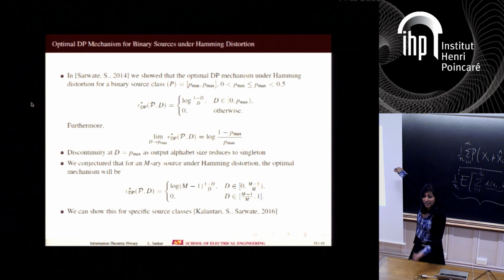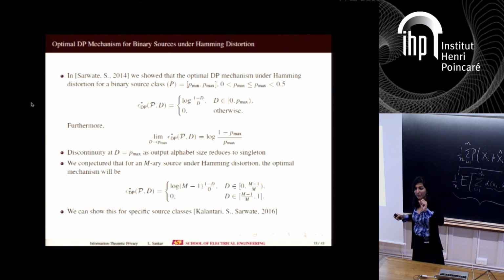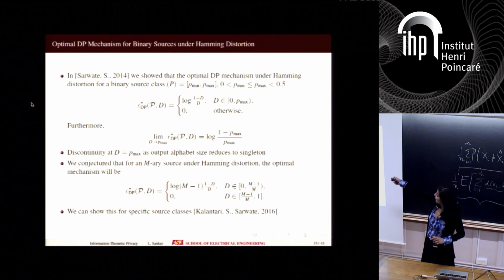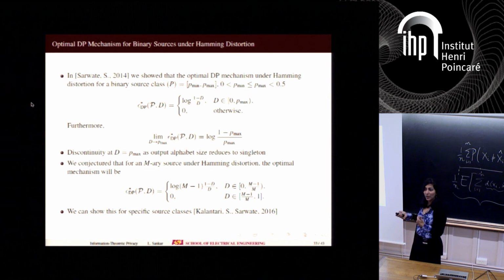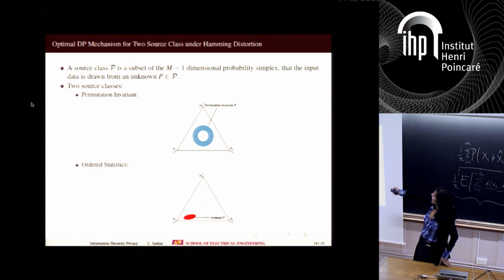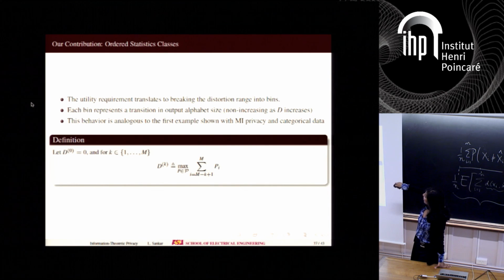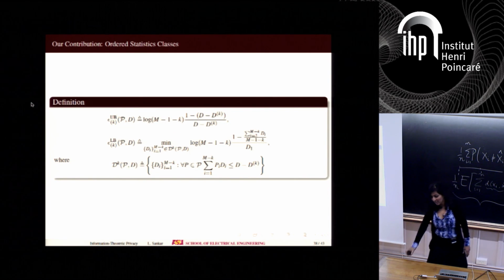Okay, I am going to go back for a moment. We did this with a binary case. We restricted the source class to be between some min and max, which is bounded from 0 and 0.5. What we showed here is that there is a discontinuity in your epsilon DP at the maximal probability of the source class. And what is happening here is that at that maximal probability, basically you collapse to one output. So anytime you have this collapse to one output, a reduction in support, we suspect that there will be a singularity. We haven't been able to completely verify it yet. So what we have been able to show is that for permutation invariant, we can find the optimal mechanism under Hamming distortion.